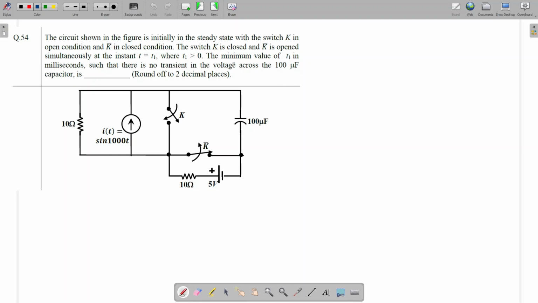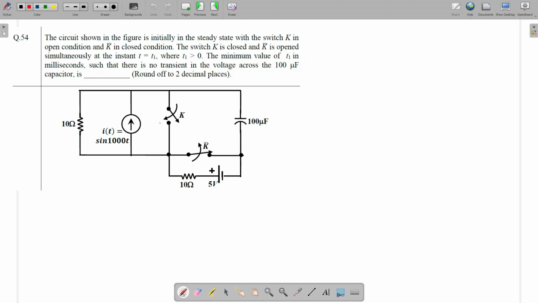They are asking the minimum value of t1 in milliseconds such that these switches are turned on. This is closing and this is opening at t equals t1. So they are asking what will be the value of t1 such that there will be no transient voltage across this capacitor. So how will the thought process be in this type of question?